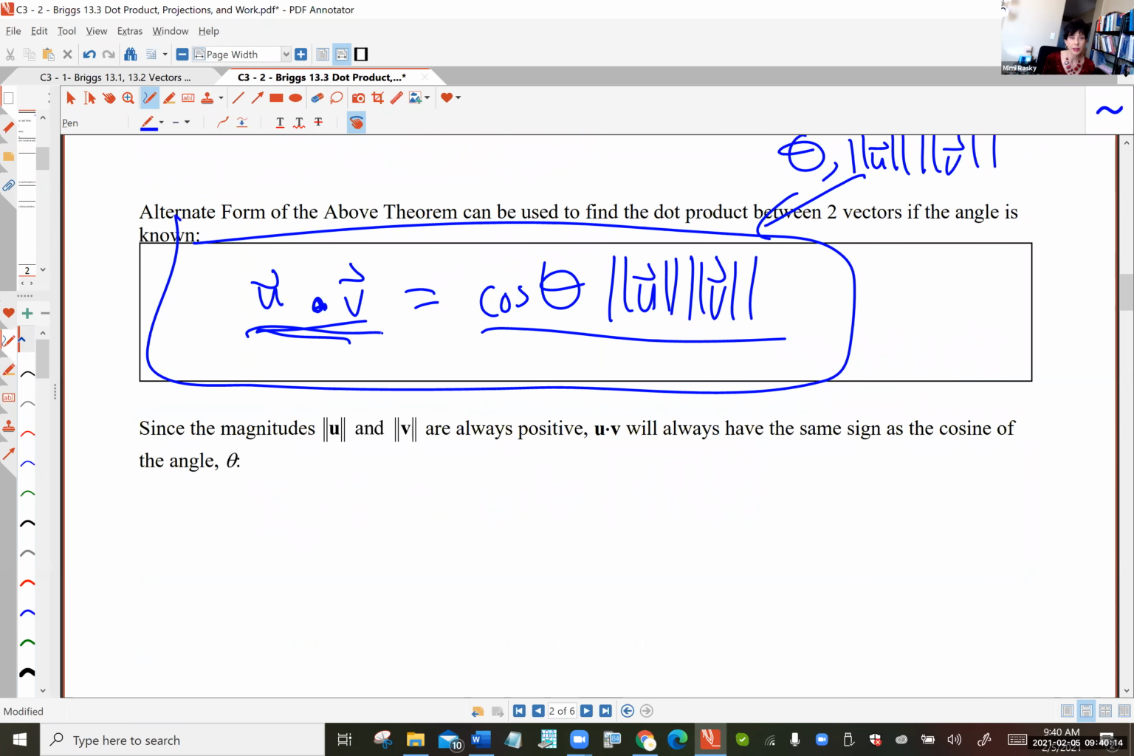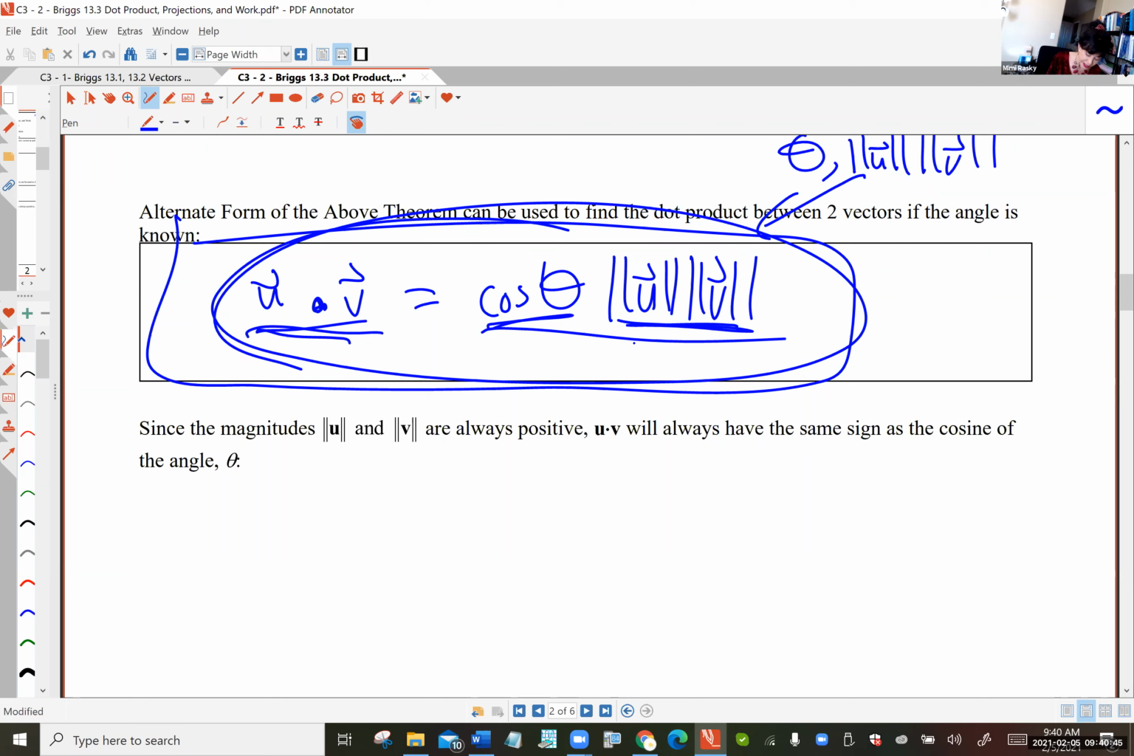Hopefully you saw in the previous example that it's possible for the dot product to be equal to a negative number. In fact, the dot product can be positive, negative, or zero. It's not limited by anything. So when is it going to be positive, negative, or zero? If you look at this formula and use your knowledge of cosine, and also your knowledge of what magnitudes are, you can tell what the sign of your dot product is going to be, or if it's going to be zero.